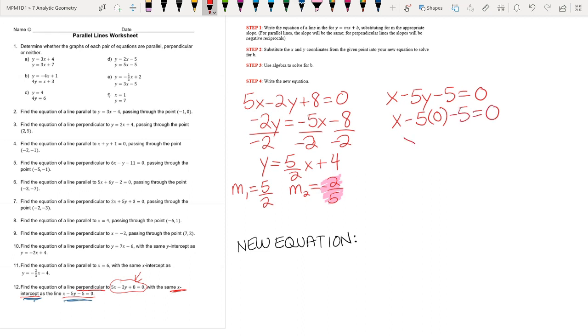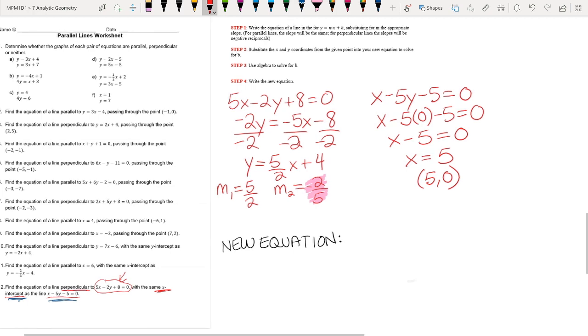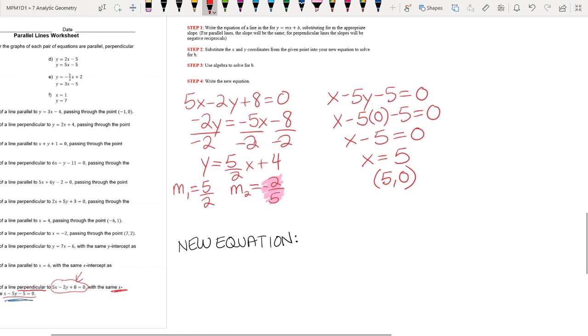and I then get x minus 5 is equal to 0. I add 5 to both sides. X is equal to 5. That means there is a point on our line which is going to be 5, 0. I now have the slope and a point. If I have a slope and a point, I can find the equation of any line.